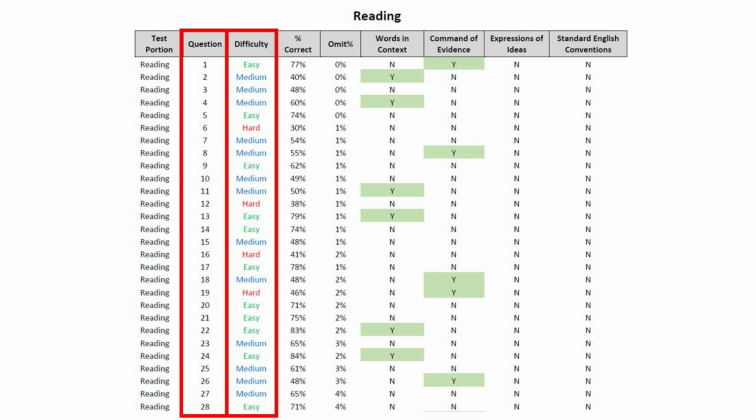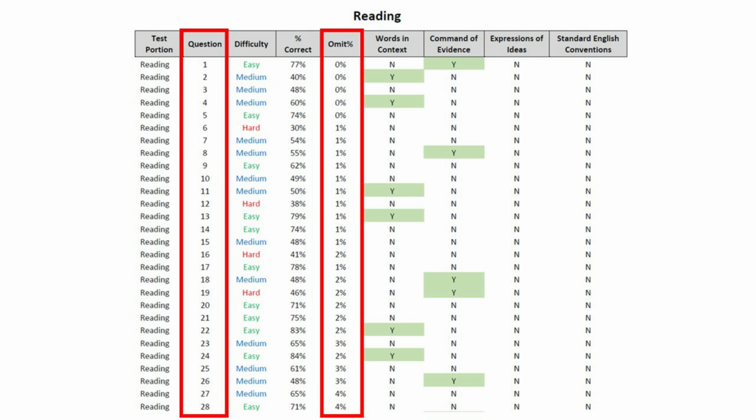Students who don't know this, or who don't keep an eye on time, may miss an easy question wherever it shows up on the test. Regarding how many students got this correct, 77% got easy question 1 right. Only 40% got medium question 2 correct, and 30% got hard question 6 right. Here's what we hope you notice. Nobody left the first 5 answers blank on their answer documents. Thank goodness. But 1% of students left an answer blank starting at question 6, the hard one.